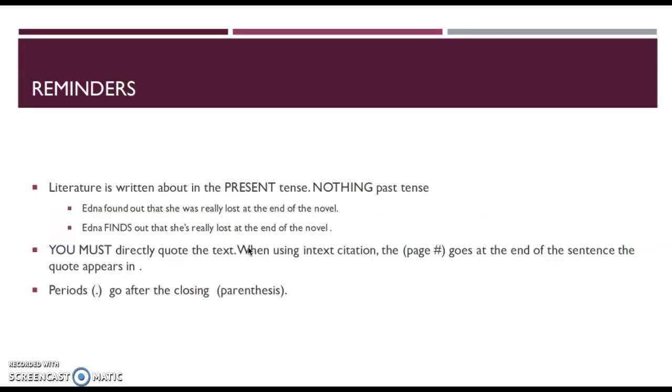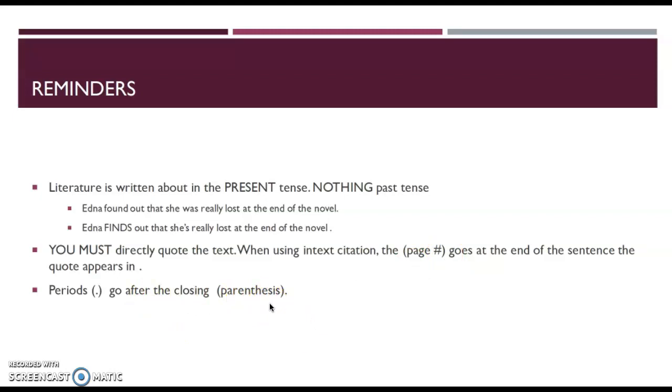All right, I have a few reminders just to go back and review what I've talked about so far. Literature is written about in the present tense, nothing in the past tense. Directly quote the text, and when using in-text citation, the page number goes at the end of the sentence the quote appears in. Periods go after the closing of the parenthesis.